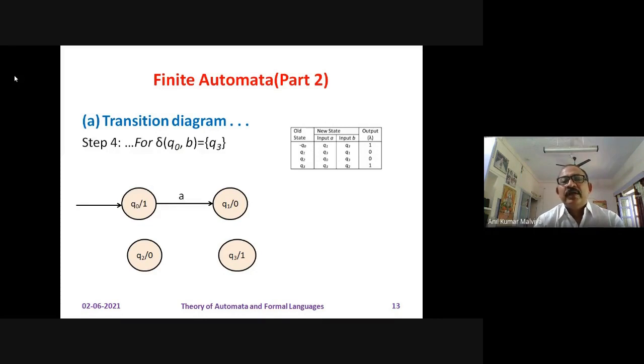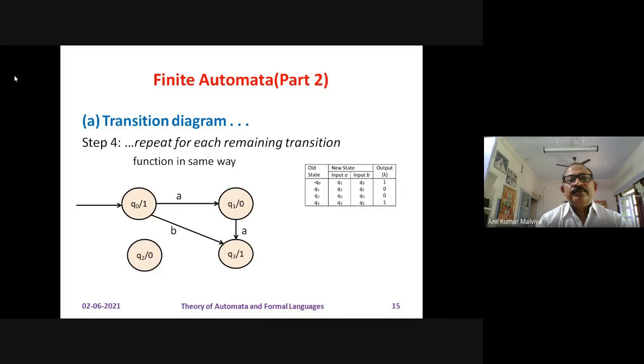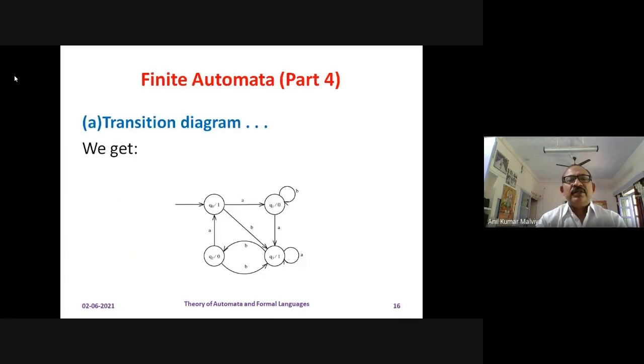Next step, the machine is in state Q0 and at this time suppose the input is B. Okay, so we have to draw an arc from state Q0 to state Q3. And suppose the machine is in state Q1, input is A, then the machine goes to state Q3. Okay, and repeat for each transition function. We get this transition diagram of a Moore machine. Is it clear, all of you?